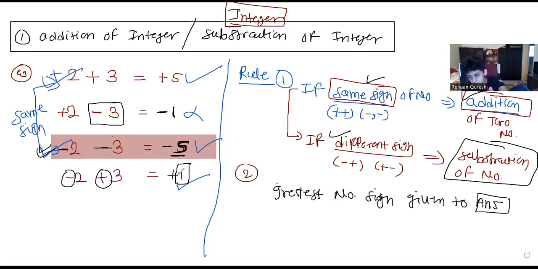After that we will give the greatest number's sign to the answer. Which one is greatest? 3. What is the sign of this 3? That is plus. So we are giving a positive sign to the answer. Got it? Yes, sir. So 2 minus 3 will be 1, and the larger number, which is 3, has the positive symbol, so we will write +1. Take a screenshot.